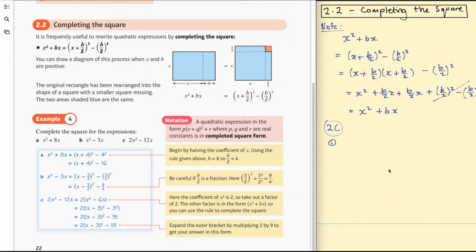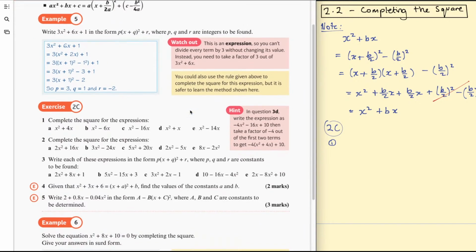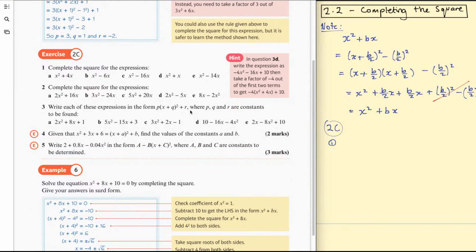Okay. Alrighty. So we are completing the square. I'm doing question 1 here. Complete the square for the expressions. By the way, hope that was helpful.